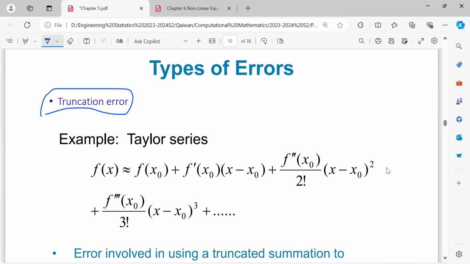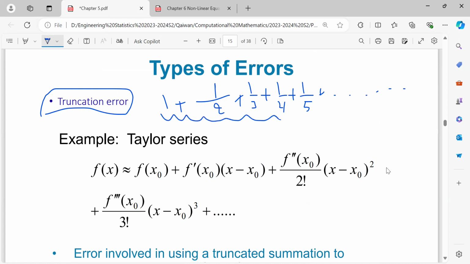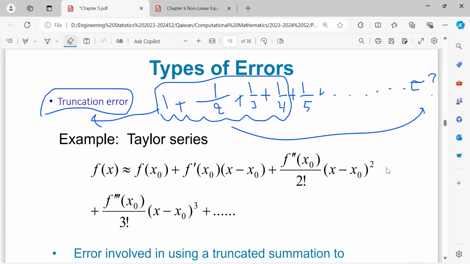For example, in finding 1 plus 1 over 2 plus 1 over 3 plus 1 over 4 plus 1 over 5 plus, going up to infinity. To evaluate this, what do you do? Maybe take these first 4 terms. We find this and we say the result is approximately the sum of these few terms that we took, which are at the beginning of the series. In neglecting these terms, this process is called truncation. The error that we have here is called truncation error.